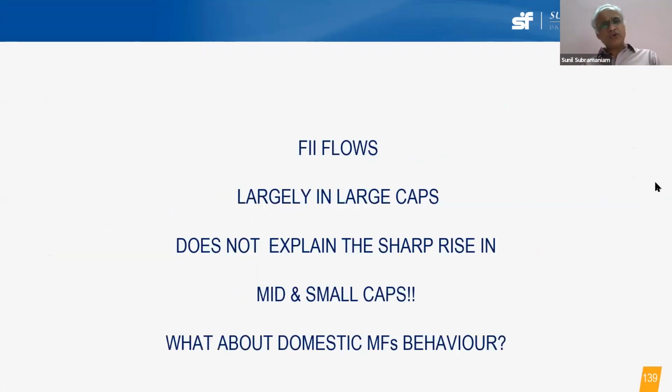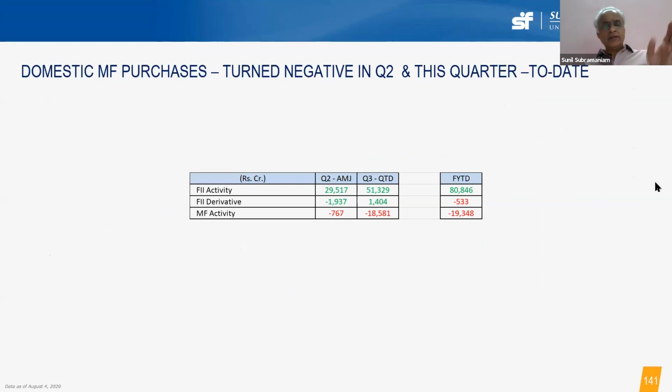Right. So this FII flow explains the large cap rise. But as I told you, the small caps and the mid caps have risen faster. What explains this? Is it domestic MF behavior? Domestic MF flows, if you look at it, actually in the same period that FIIs brought in 80,000 crores, MFs sold almost 20,000 crores worth of stocks. So they are not a cause of the rise.